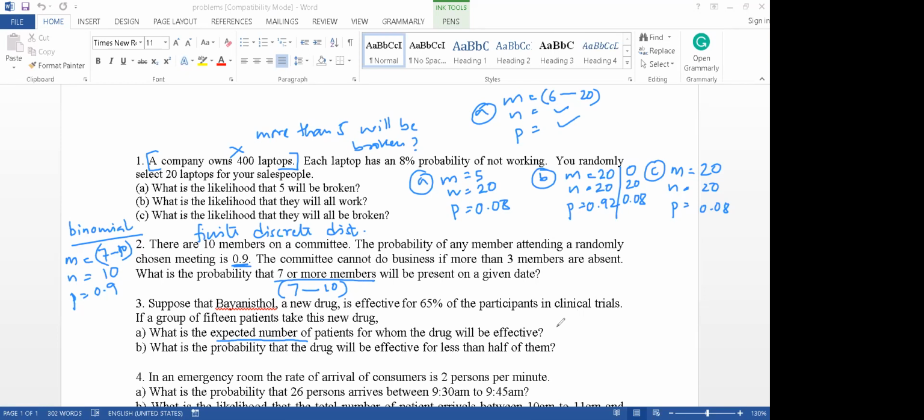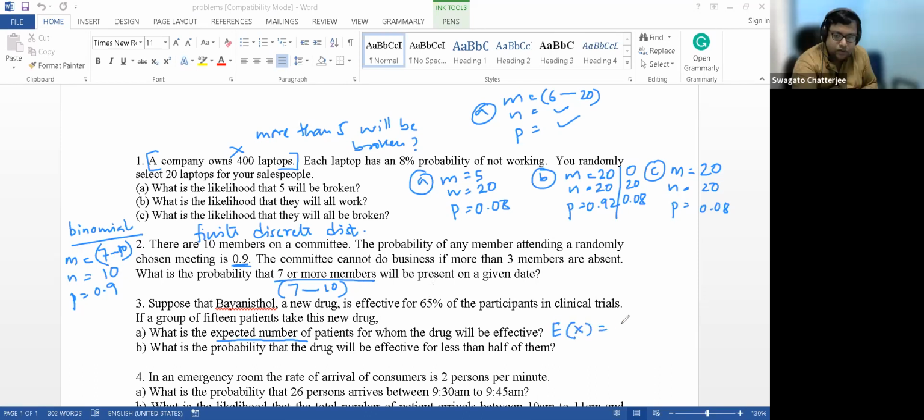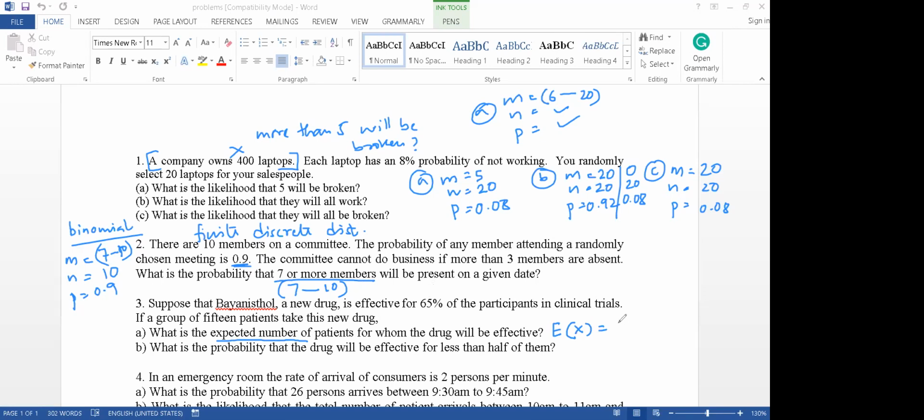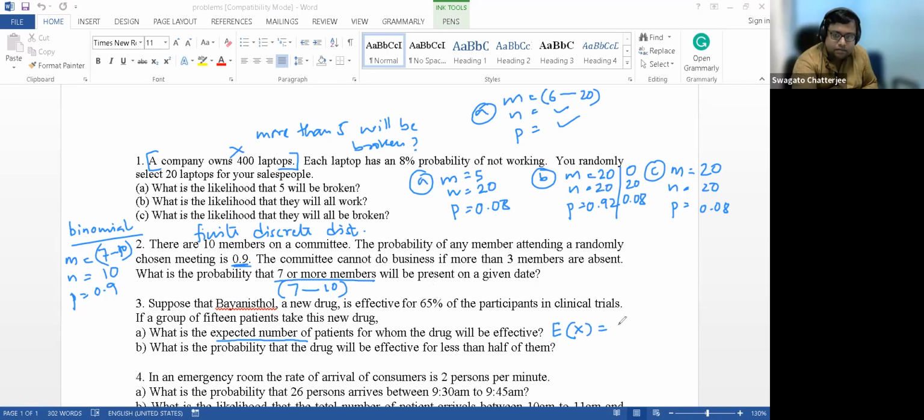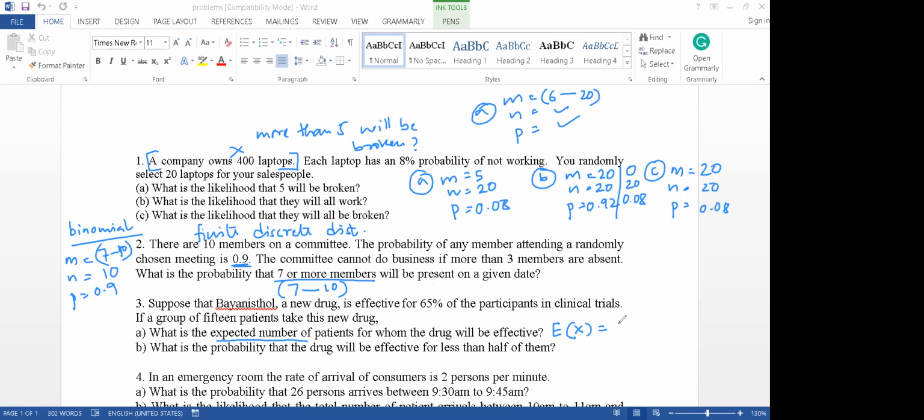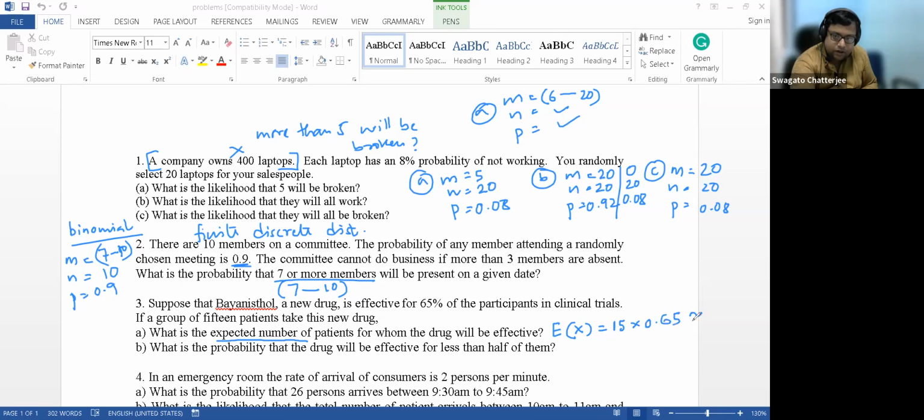As the probability is 0.65 and the number of patients taken is 15, finding out, it will be 9 approximately. Why? Because the effective percent is 65, so the probability of success is 0.65. P is 0.65, and we have 15 patients participating. So the number of patients on whom it will be effective will be 65% of 15. So effectively almost 9.